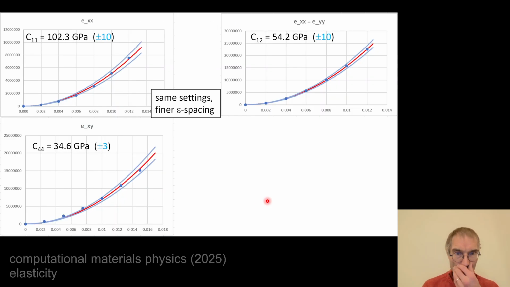So that discrepancy is still not resolved. If somebody has a good idea why Materials Project and this calculation here are so different for the, sorry, I was discussing here C44, but the problematic one is C12. So if somebody has an idea why this discrepancy is there, I would still be interested to know that.